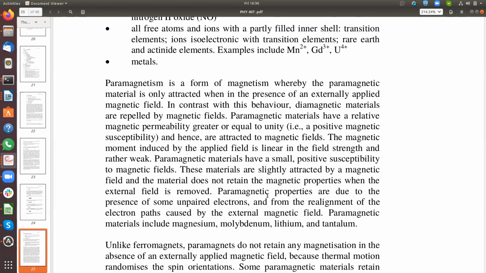Take note of that statement. This material is slightly attracted by a magnetic field, and the material does not retain the magnetic properties when the external field is removed. So paramagnetic properties are due to the presence of some unpaired electrons and from the realignment of the electron path caused by the external magnetic field. So paramagnetic materials include magnesium, molybdenum, lithium, and tantalum.